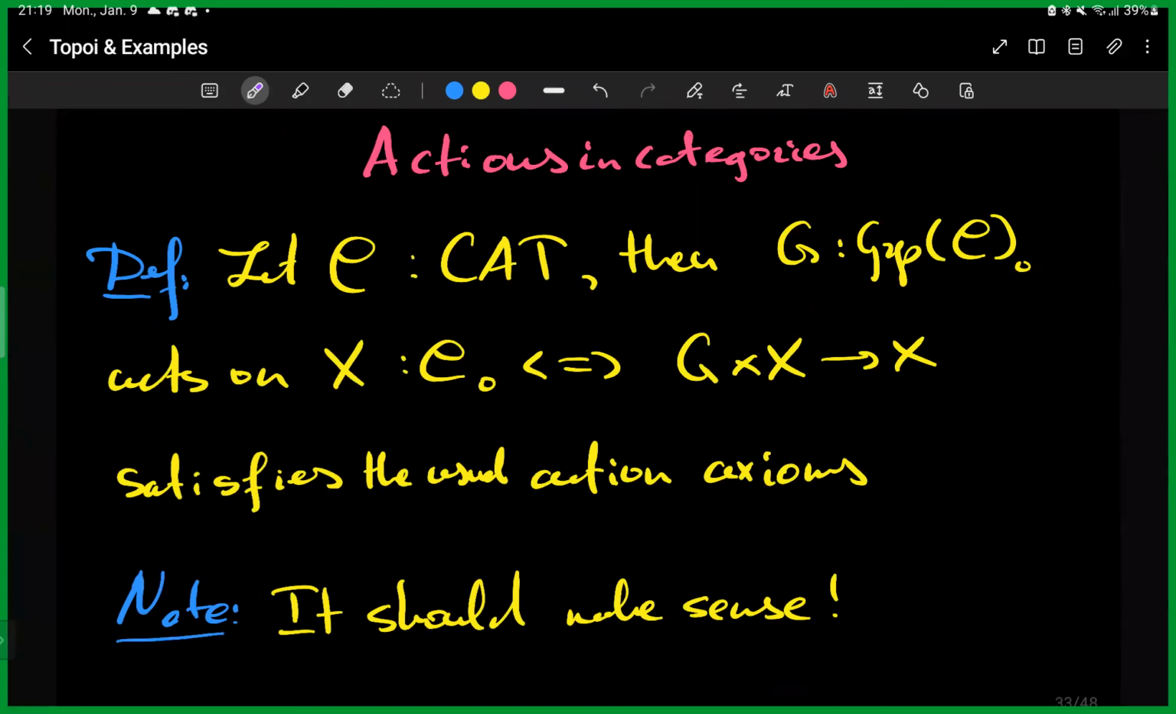So here are just some general things that I explained earlier in relation to Misha's question. If we have a category C and we have a group object in this category, then for any object X, we can define an action of this group object on X as a morphism from G times X to X that satisfies the usual action axioms. But of course, we require this to make sense, so our category should have at least some products. Well, maybe not all, but at least the products in these diagrams.